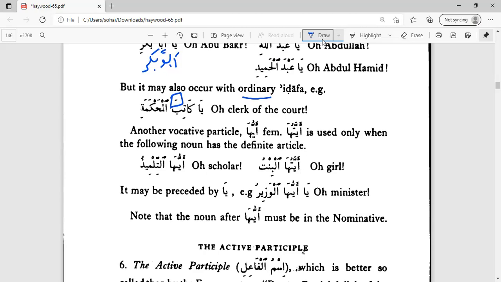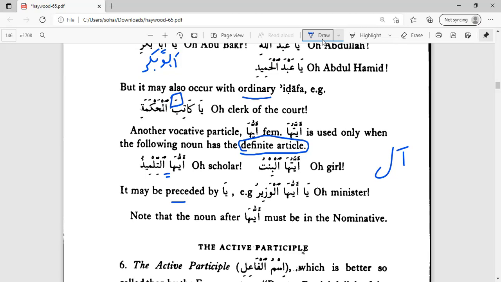However, we have another particle which is similar to ya, which is ayyuha for masculine and ayyatuha for feminine. And this is used when the noun has a definite article. So with ya, when there's no definite article, there's no alif lam. When it's with alif lam, we use ayyuha for masculine or ayyatuha for feminine. So here, for example, ayyuhal talamizu, O student. Or we can say ya talamizu without alif lam. But if you want alif lam, we say ayyuhal talamizu or ayyatuhal bintu.